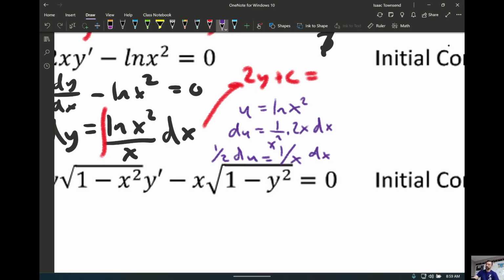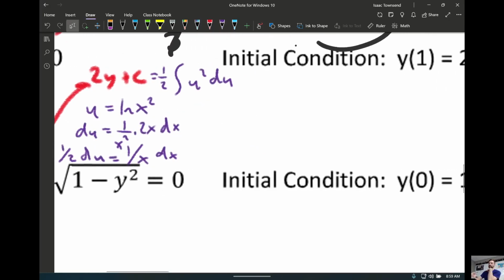Okay, so this guy could be 1/2 u squared du. Again, if you feel like u substitution is a weakness of yours, you've got to make yourself keep practicing it. Alright, so now we can integrate this side.